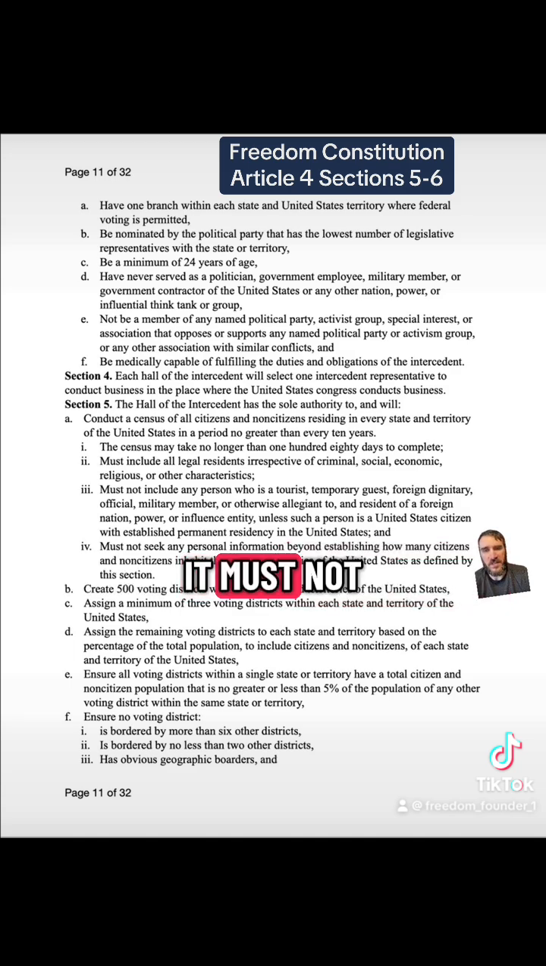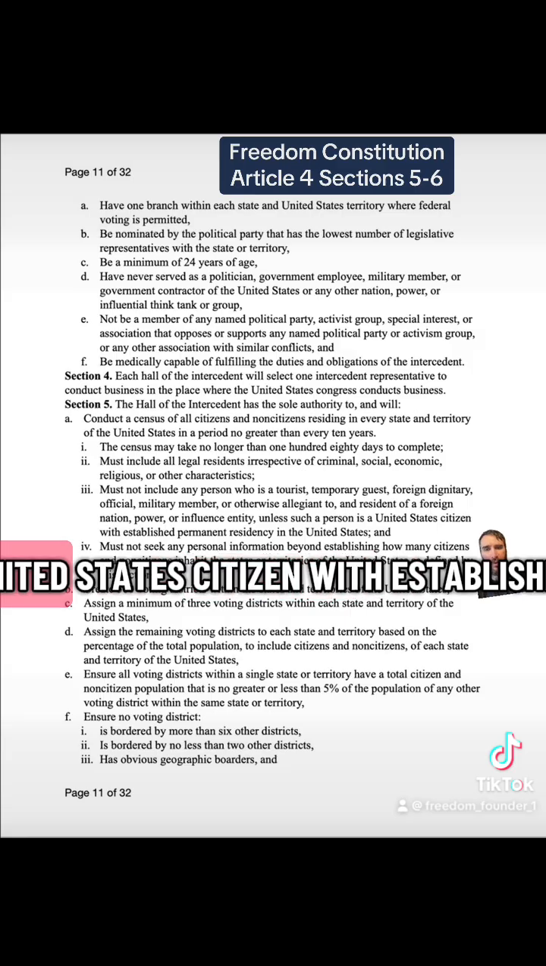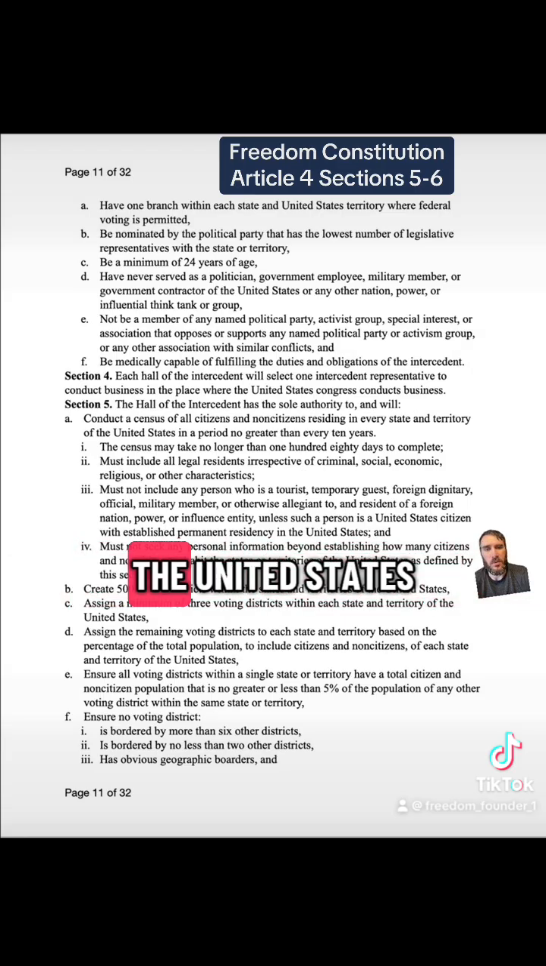It must not include any person who is a tourist, temporary guest, foreign dignitary, official, military member, or otherwise allegiant to and resident of a foreign nation, power, or influence entity, unless such a person is a United States citizen with established permanent residency in the United States.